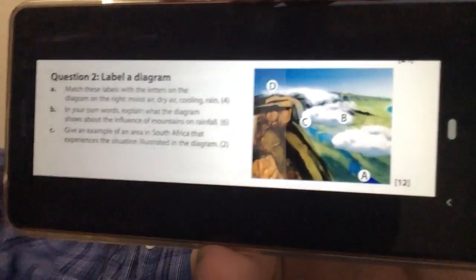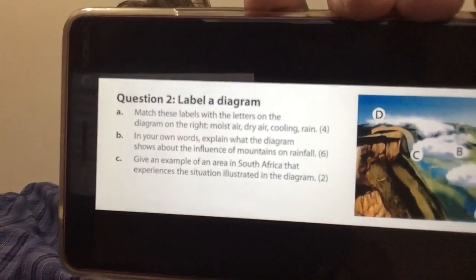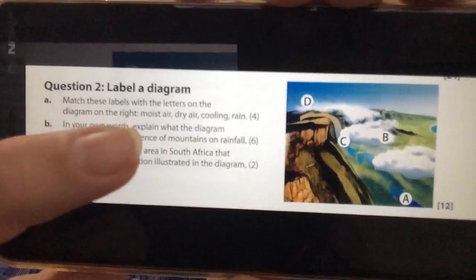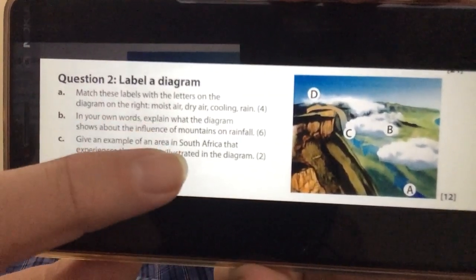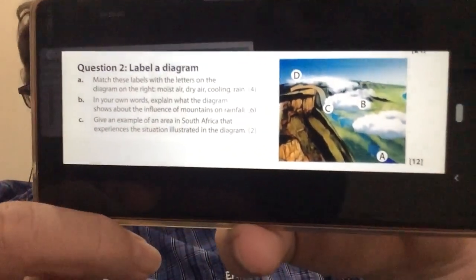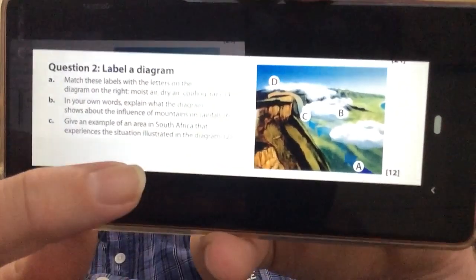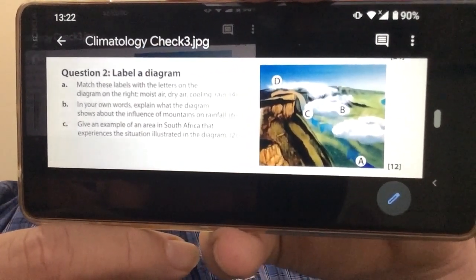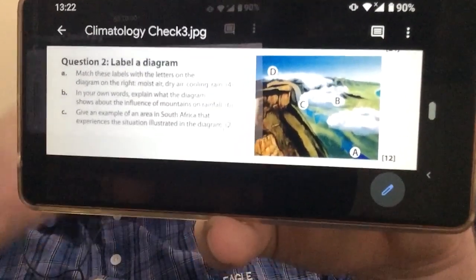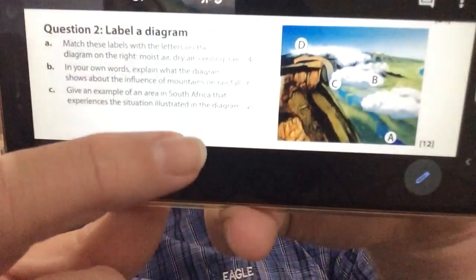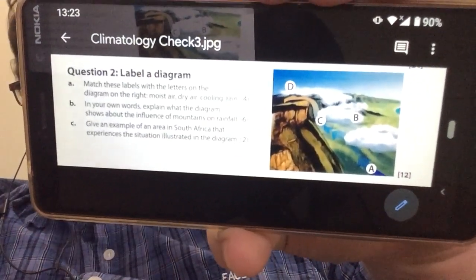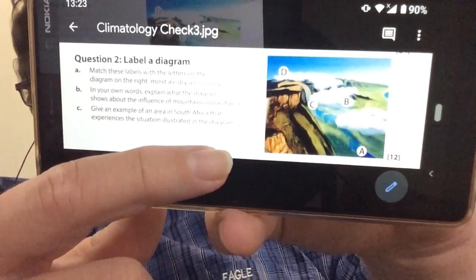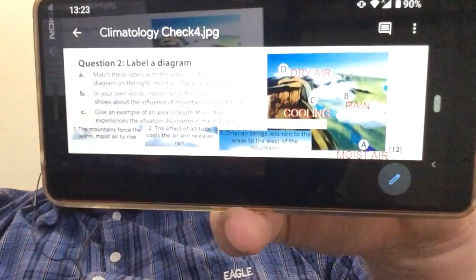Okay, let's have a look at the next set of questions. We've got labeling a diagram. Match the labels with the letters on the diagram on the right, and it's things like moist air, dry air, cooling, and rain. In your own words, explain what the diagram shows about the influence of mountains on rainfall, and give an example of an area in South Africa that experiences the situation illustrated in the diagram. Pause the video here, go and answer those questions, and we'll come back. All right, and in 3, 2, 1, let's go and have a look at some answers.